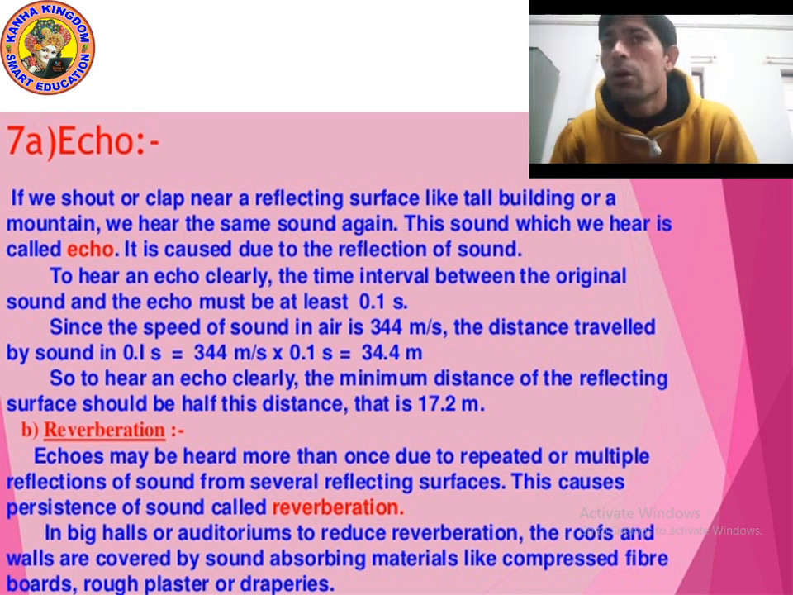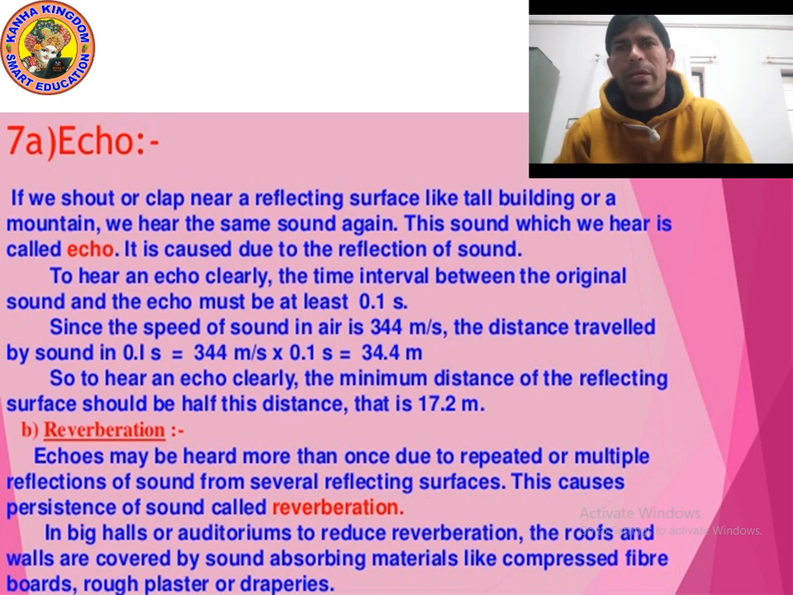So echo may be heard more than once due to repeated and multiple reflection of sound from several reflecting surfaces. Multiple reflection can occur if there are several reflecting surfaces. This causes a persistence of sound, a continuation in sound, that is called reverberation.